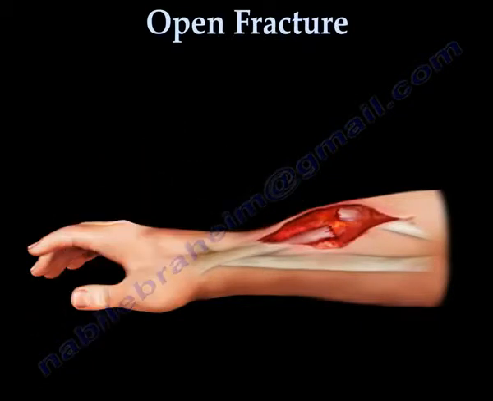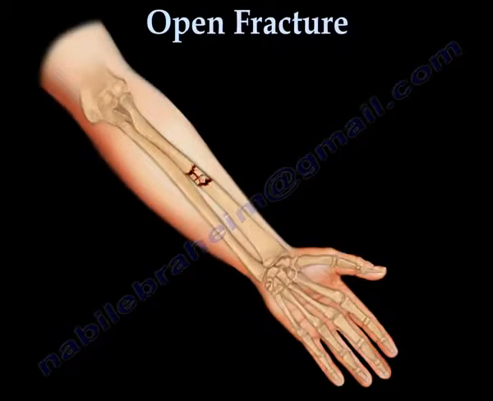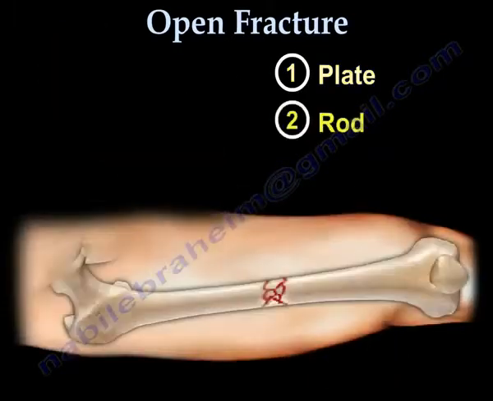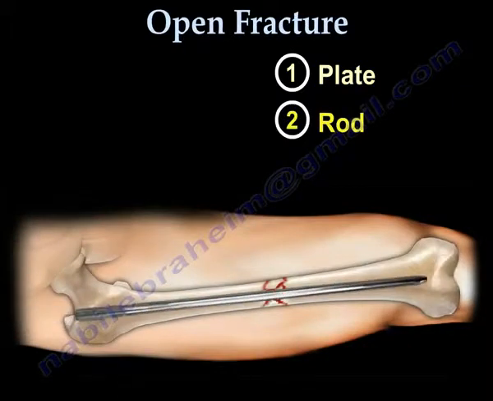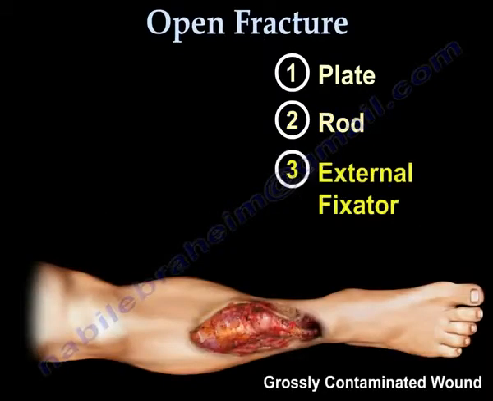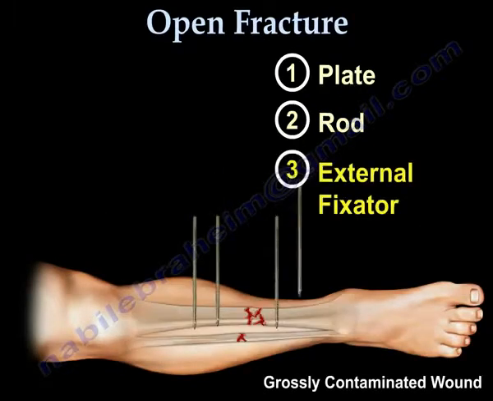Once the tissue has been adequately cleaned, the fracture needs to be reduced and stabilized. 3 different ways to stabilize a fracture are with a plate, a rod, or an external fixator.